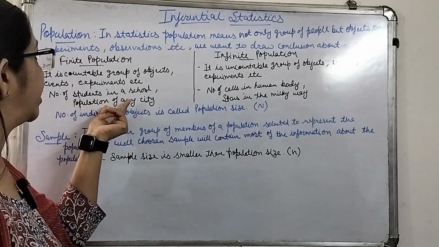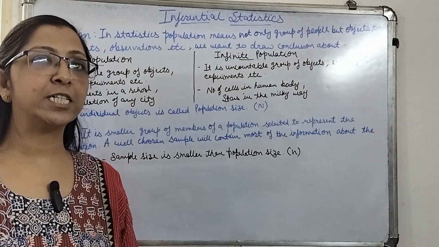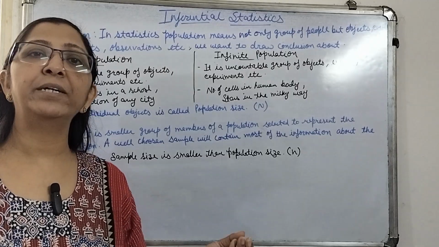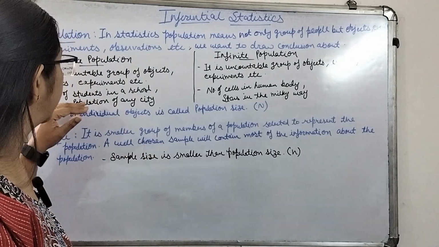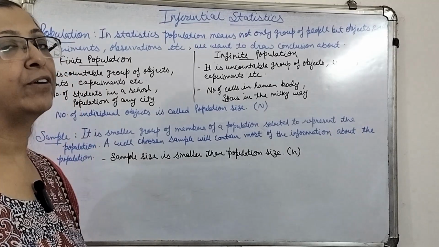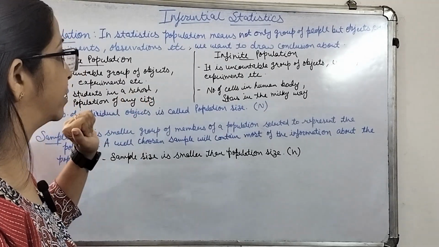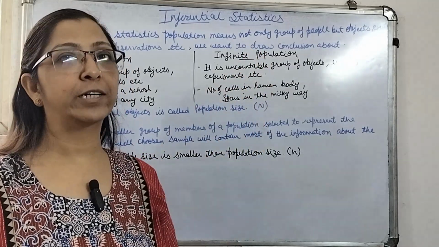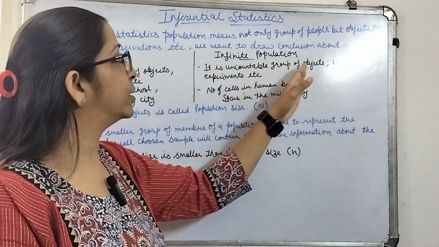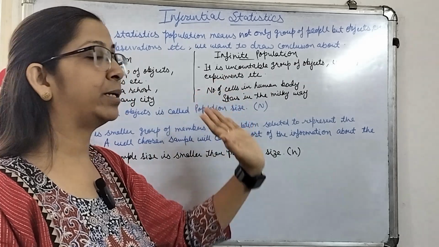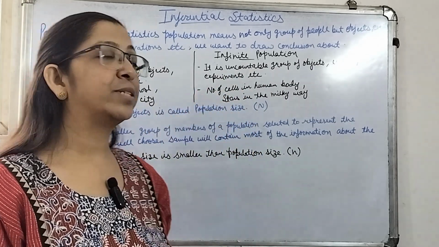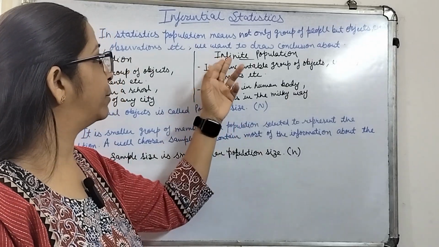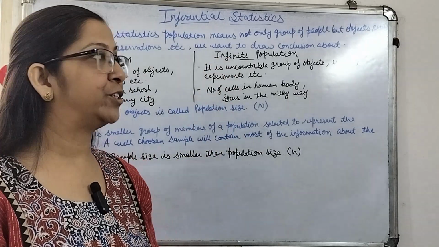Similarly, if we take the population of a city and we have to conduct an experiment for it, like we want to check whether they like a particular dish or not, then that population of that city will be a finite population, because we can count it. Infinite population, as the name suggests, is the population which we cannot count. That means it is an uncountable group of objects, events and experiments. An example could be the number of cells in the human body. How many cells are there in the human body? We cannot count. That's why it comes under the category of infinite population.